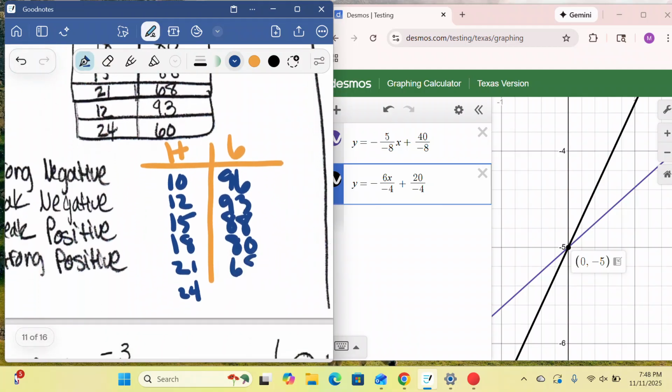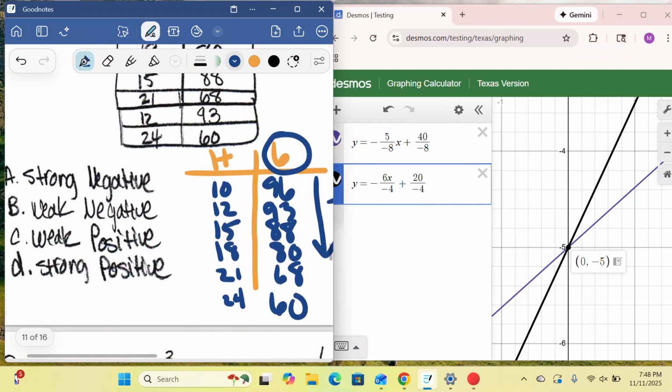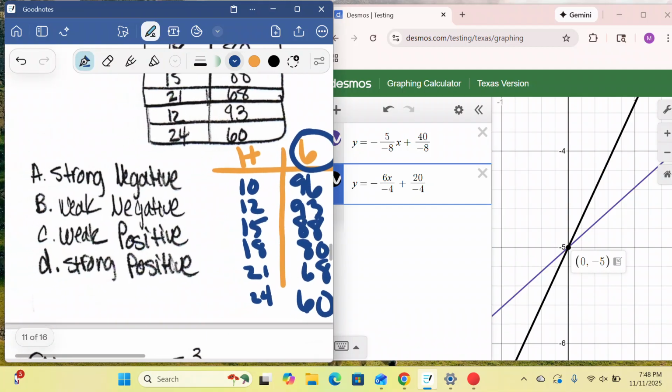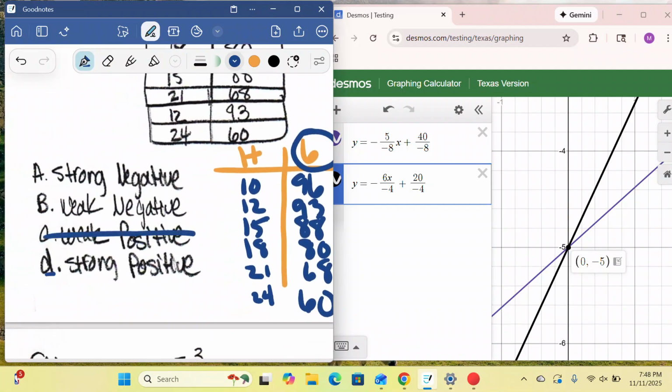Then it drops all the way down to a 60. So as I can see my grades right here, they are going down. So this is called a negative. So once again, they are going down. So they are not positive. So I can already scratch those out because they're going down as my hours increase. My grades are going down. I don't know what I'm doing, but they're going down.